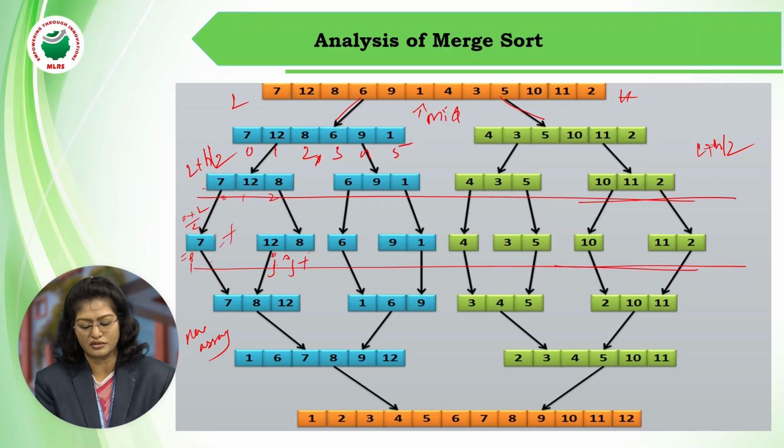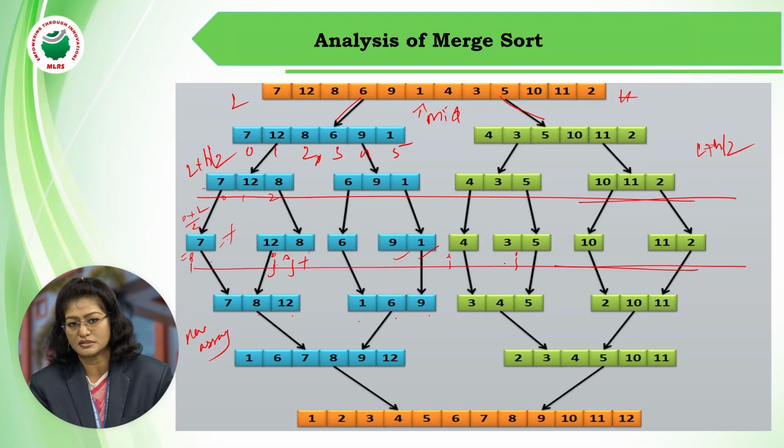Here another element is not there, so we consider these two elements, 12 and 8, and we take them in sorted order: 8 and 12. Now again 6 is compared with 9 and 1, so we take it as 1, 6, 9. Then 4, 3, 5. Again the i value and j value. 4 is compared with 3. So 3 is less, and 3 is put in the new array. And next 4 is compared with 5. So 4 is less: 4, 5. Again the same procedure with 10, 11. So again these two we give in sorted order.